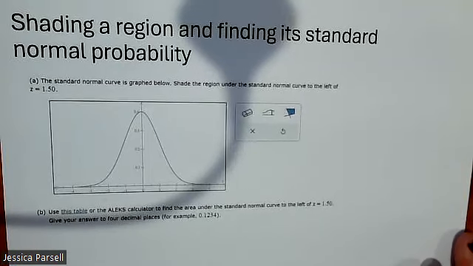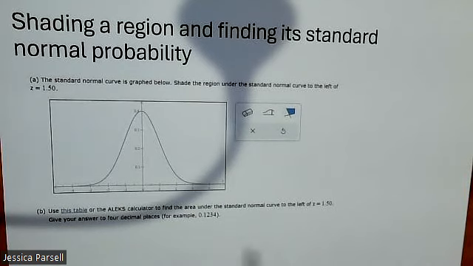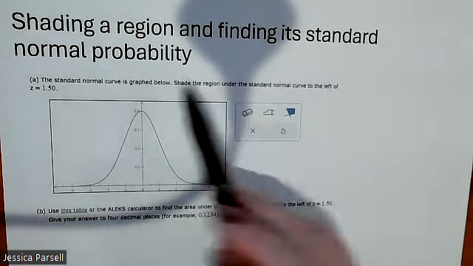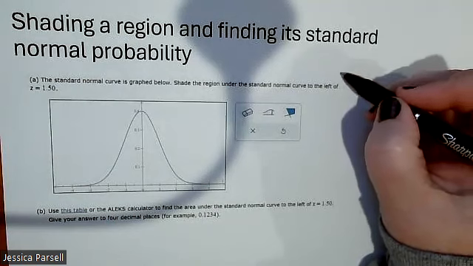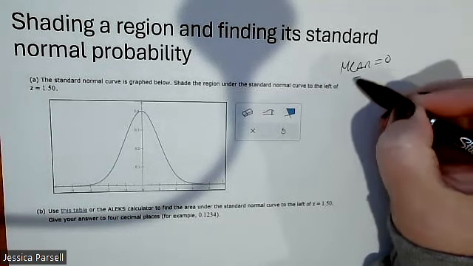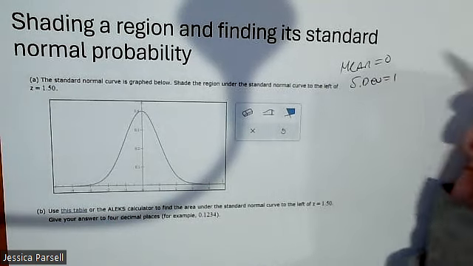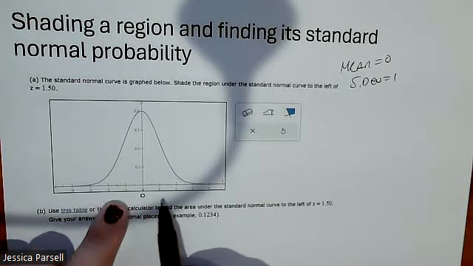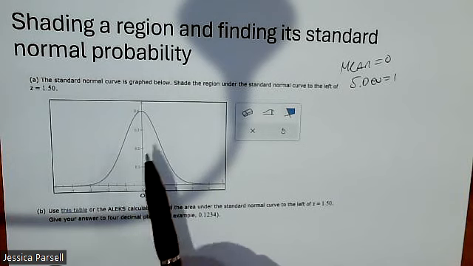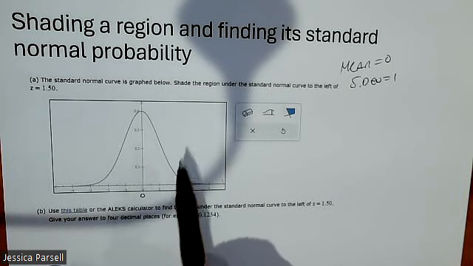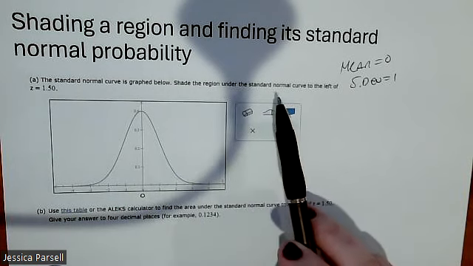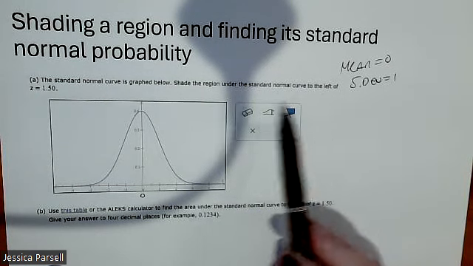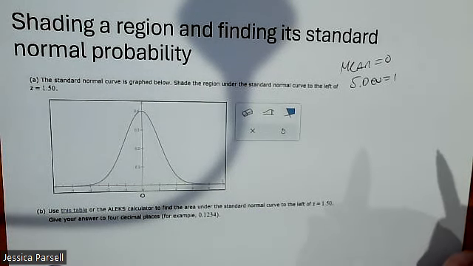Okay, the next topic is shading a region and finding its standard normal probability. The standard normal curve is graphed below. When they say standard normal curve, they mean it has a mean equal to 0 and a standard deviation equal to 1. So there's your mean of 0 and it deviates 1 on either side. Here's the standard normal curve. Shade the region under the standard normal curve to the left of the z-score 1.50.